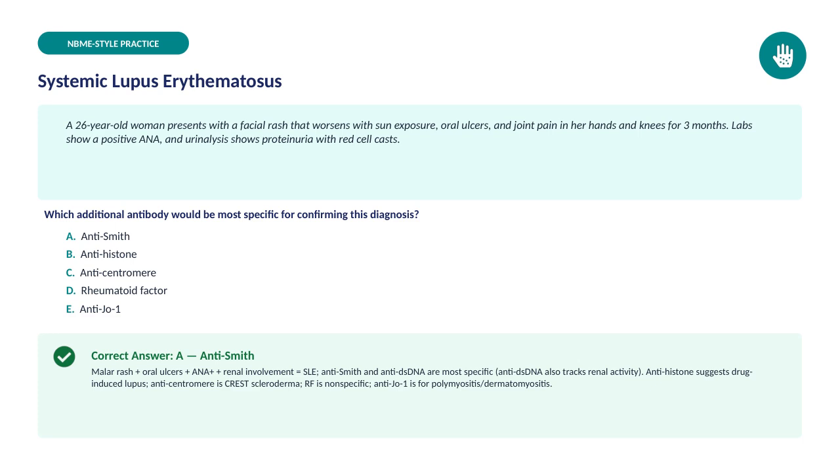Other antibodies listed, like antihistone, are more indicative of drug-induced lupus. Anti-centromere is linked to CREST syndrome. Rheumatoid factor is nonspecific and associated with rheumatoid arthritis. And anti-Jo1 is relevant for polymyositis or dermatomyositis. This lab finding helps differentiate lupus from other autoimmune diseases with overlapping symptoms, ensuring an accurate diagnosis and appropriate treatment plan.